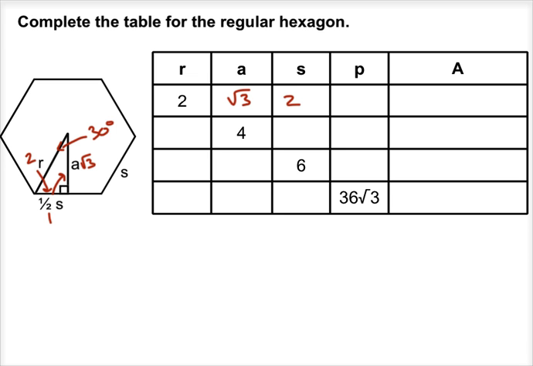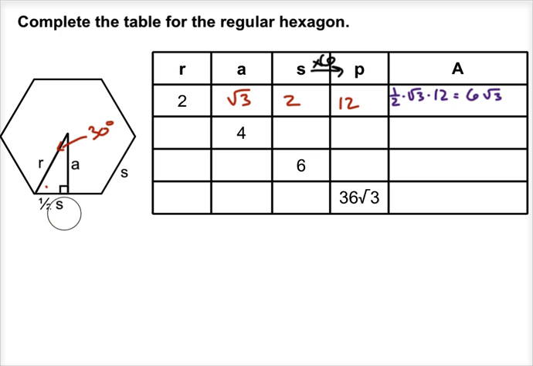I have a 6-sided shape, so when I go from the side to the perimeter, all I'm doing is multiplying by 6. So if one side is 2, the perimeter is 12, and going to my formula then for the area, it's 1/2 times the apothem, which is the square root of 3, times the perimeter, which is 12. Half of 12 is 6, and then you still have a square root of 3.